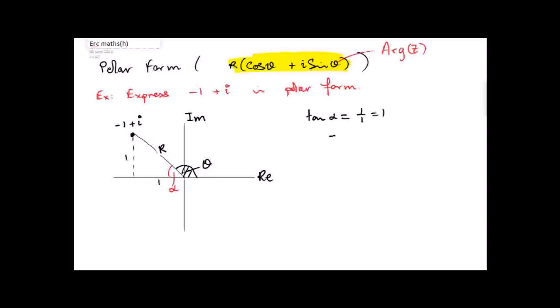All agreed? So that means that alpha is, what's alpha? It's 45 degrees, isn't it? The tan of 45 is 1, so alpha must be 45 degrees. Okay? Now, what's theta?